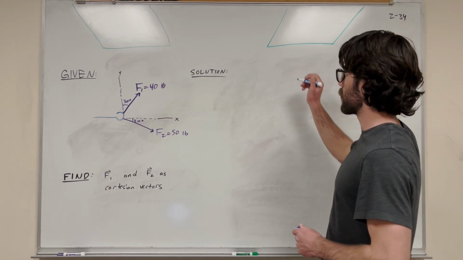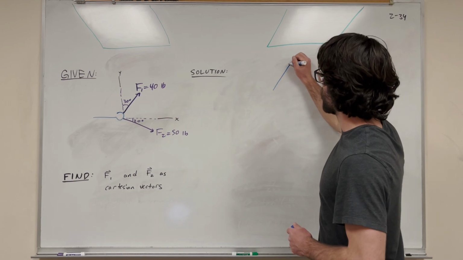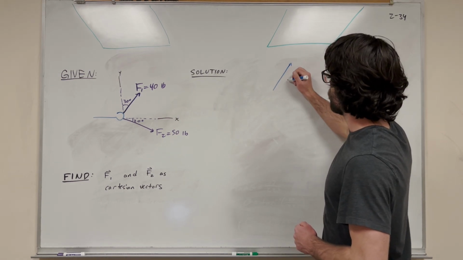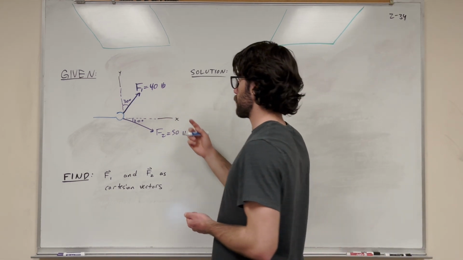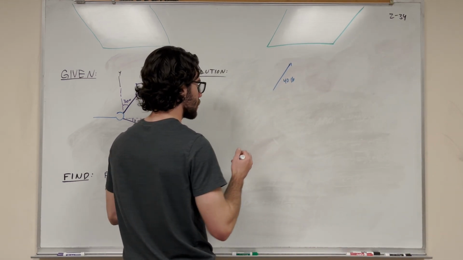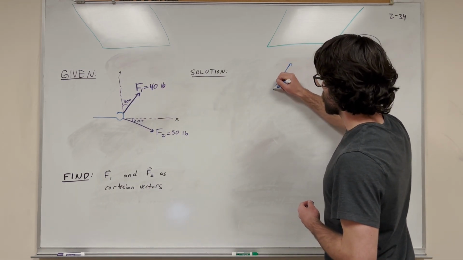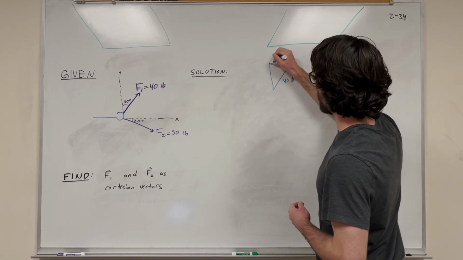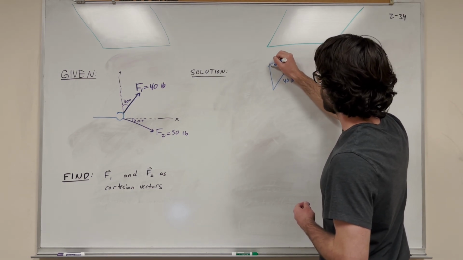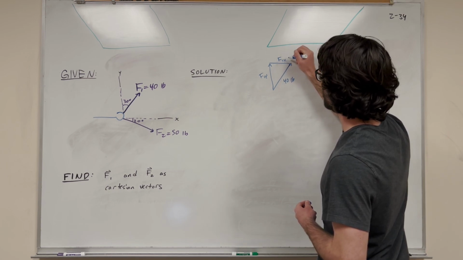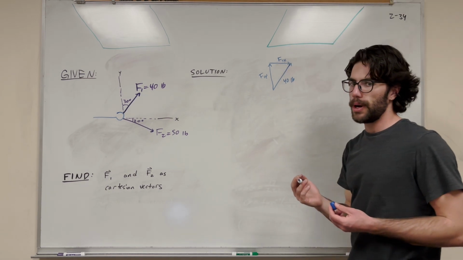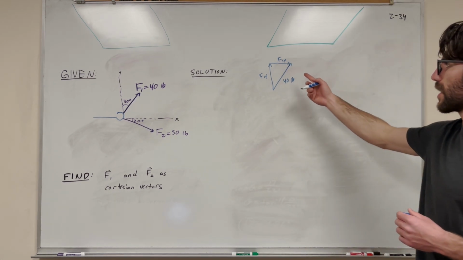Let's look at our force 1 first. So here's force 1, right? It looks like this. We know that the hypotenuse is 40 pounds. When it says that your magnitude is 40 pounds, that basically means the hypotenuse is 40 pounds. Now let's break this down into vectors. So our vectors would look like this. We have force 1y, and we have force 1x. Right? So this is the x and y components, the i and j of this vector here.